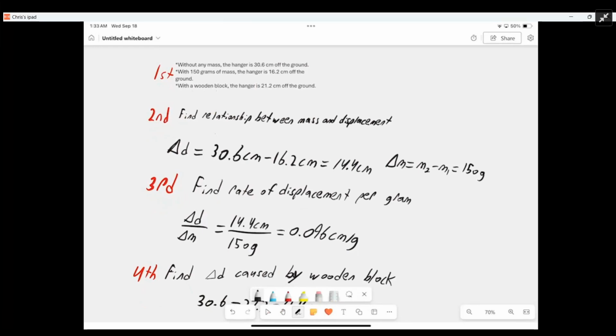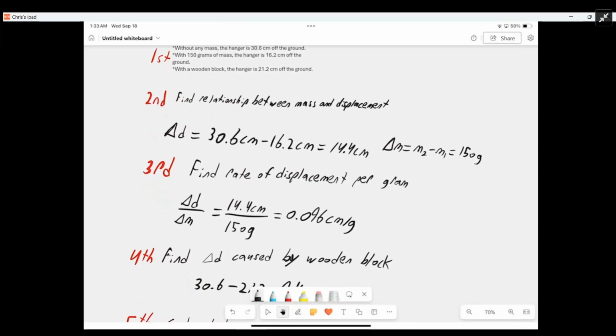So the second thing is that we should now find the relationship between the mass and displacement. And the reason why we're doing this all in the first place is because we are trying to find the mass of the wooden block. So this is the first approach that we're going to take to find that mass. So find the relationship between mass and displacement.